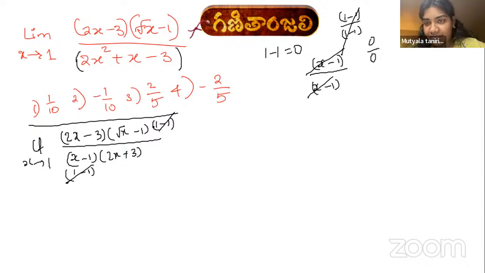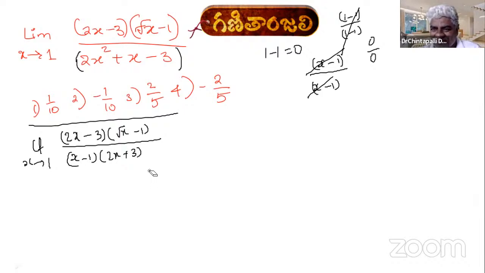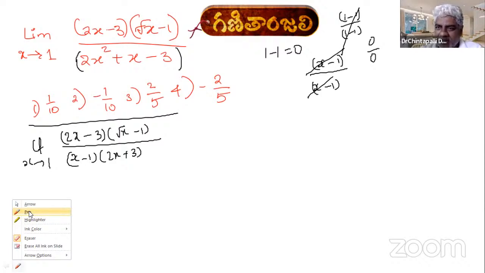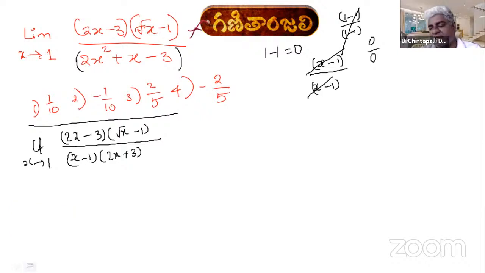So we understood that cancelling 1 minus 1 and 1 minus 1 is wrong. You should not do it like this. Then how should we do it? Just rationalize it. I told you some tips, some techniques. One technique is factorization. Do you remember another one? Rationalization and the formula. Here we should factorize and rationalize also.